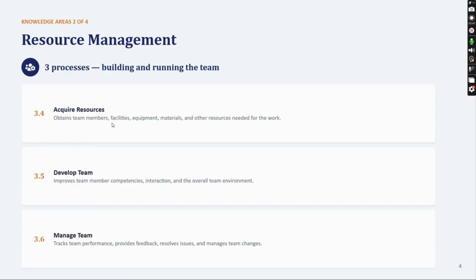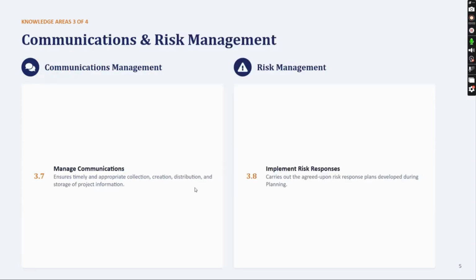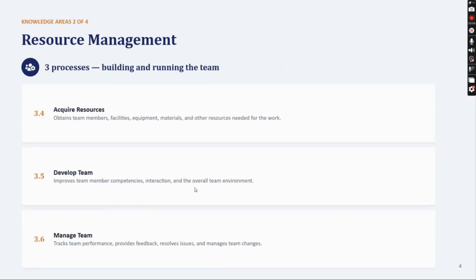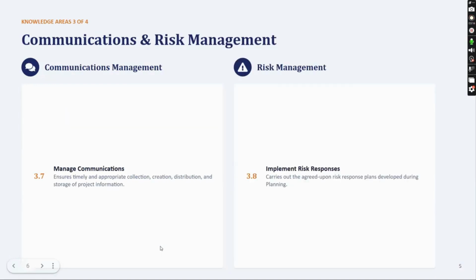Then comes the resource management. First, we have to acquire, that is, obtain team members, facilities, equipment, materials, and other resources needed for the work. And then we are going to develop the team. It improves team member competencies, interaction, and the overall team environment. Then we are going to manage the team. After developing a team, we manage the team, tracking team performance, providing feedback, resolving issues, and managing team changes.